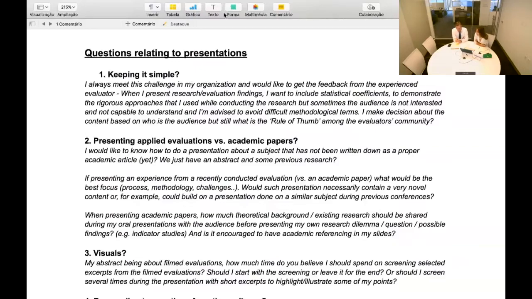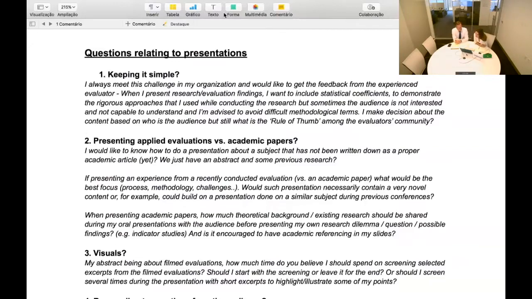Presenting applied evaluations versus academic papers. So the question is the following. I would like to know how to do a presentation about a subject that has not been written down as a proper academic article yet. We just have an abstract and some previous research.